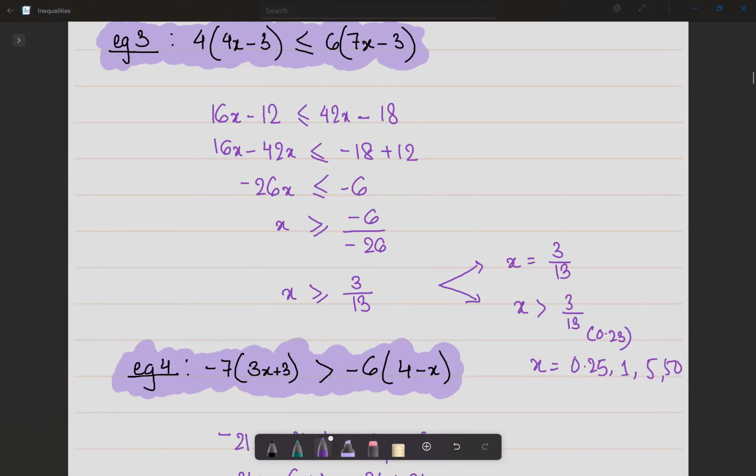In the next one, we will see how to solve quadratic inequalities.